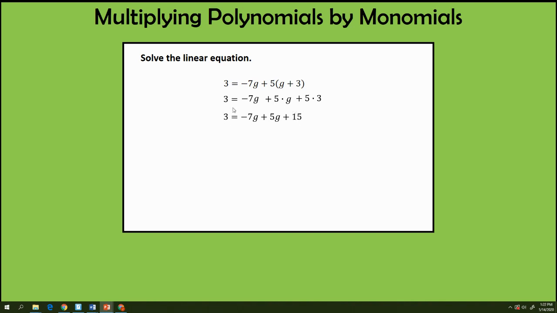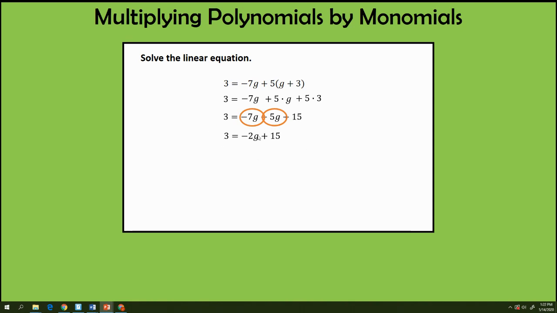So on the left side, I have one term. On the right side, we have three terms. Okay, of my three terms, these two are like. So let's put them together now. So negative 7g and 5g is negative 2g. The 15 stays as is, the 3 is still over there.